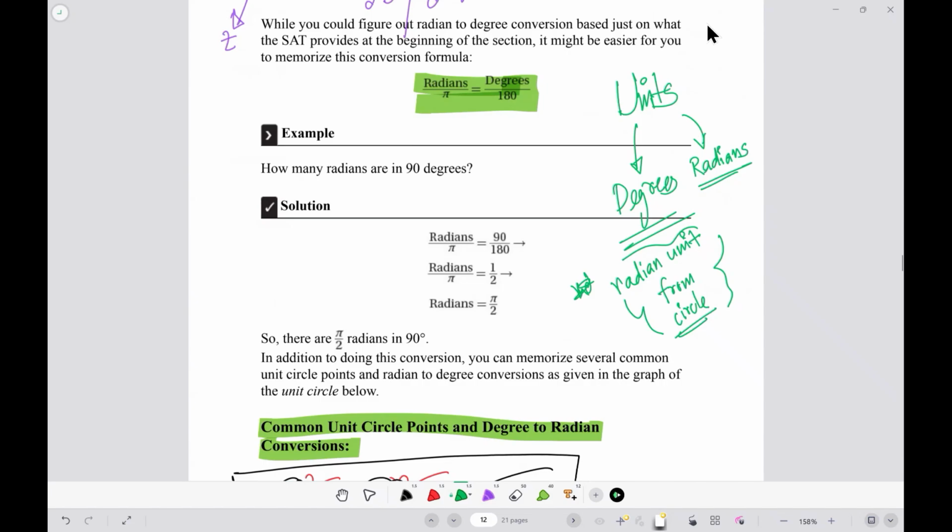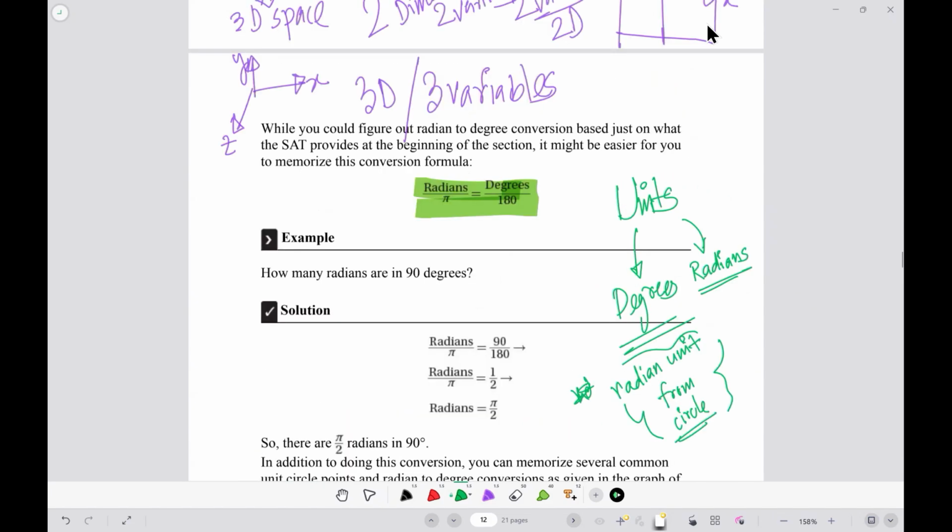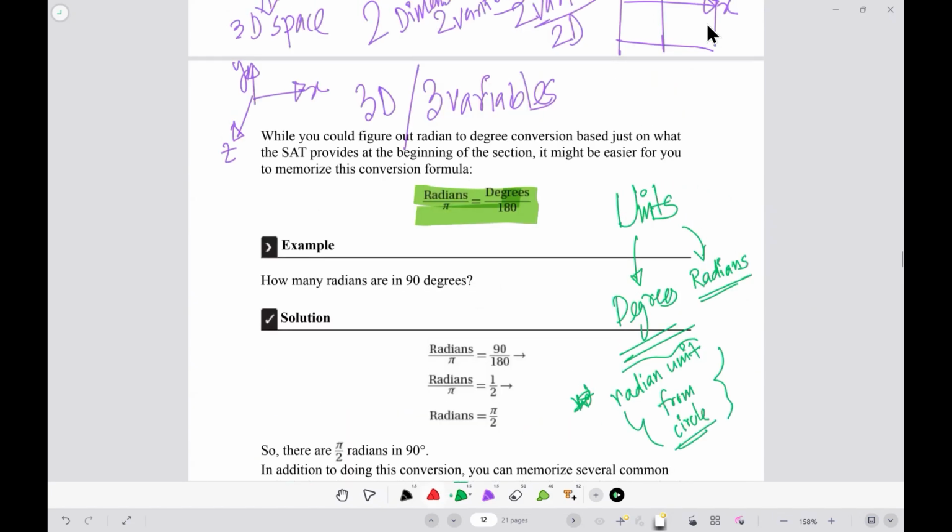For example, you can convert from radians to degrees by using this formula: radians divided by pi is equal to degrees divided by 180 degrees. You just need to plug in the value for the radians. Maybe it is just 3 pi. What is the value of 3 pi radians in degrees? How do you solve that problem?